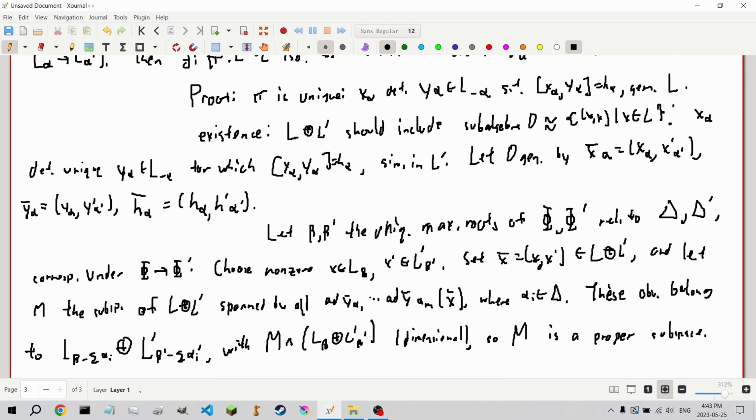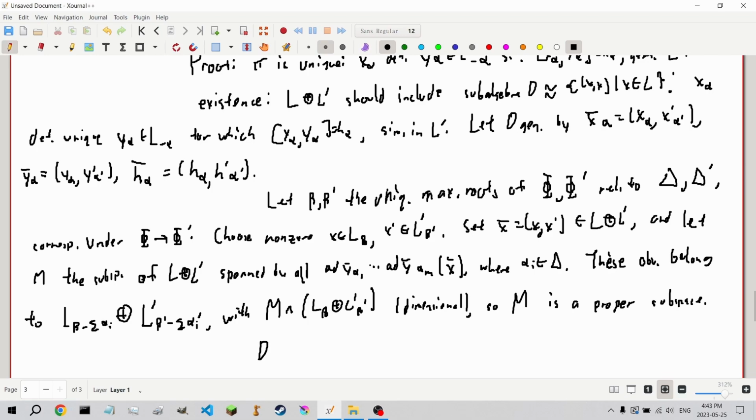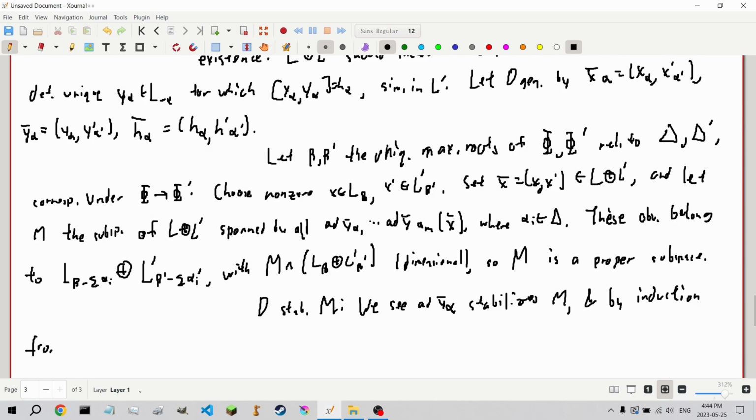Now, we want to show that D stabilizes M, which we're going to do by the generators of D. So we see that the adjoint y bar alpha stabilizes M, and by induction, from the bracket of H with Y alpha being a multiple of alpha, the adjoint of our H also stabilizes M.